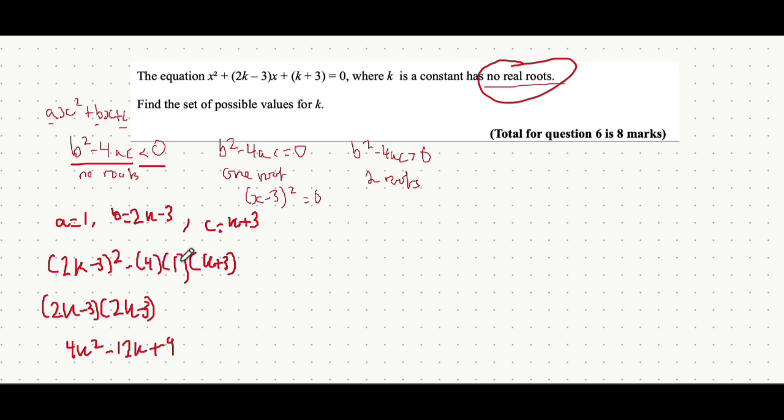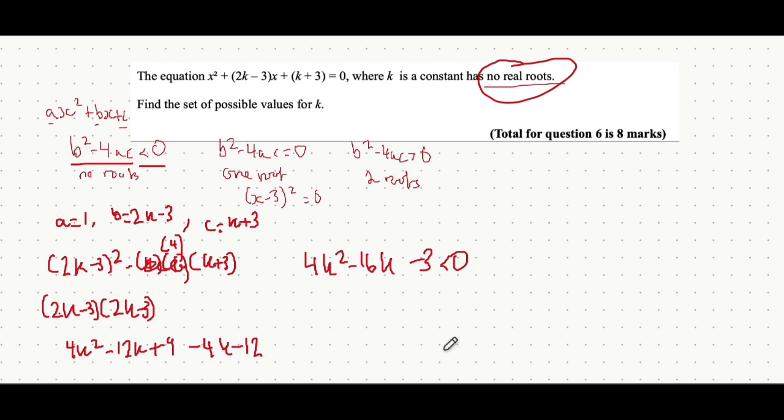Okay, so 4 times 1 is just 4, so I'm going to replace these two brackets with a 4 to make it easier. Minus 4 times k is minus 4k. Minus 4 times 3 is minus 12. Combining the like terms, minus 12k minus 4k is minus 16k. So we get 4k squared minus 16k, and then 9 take away 12 is minus 3. And we set all of that as being less than 0.